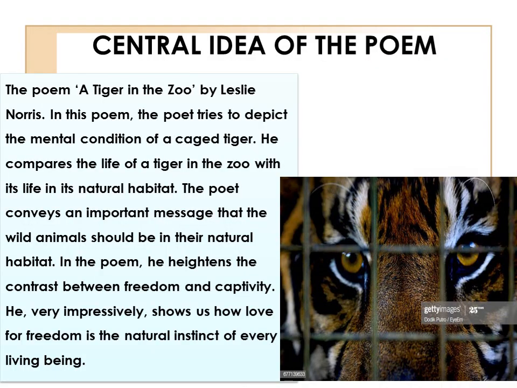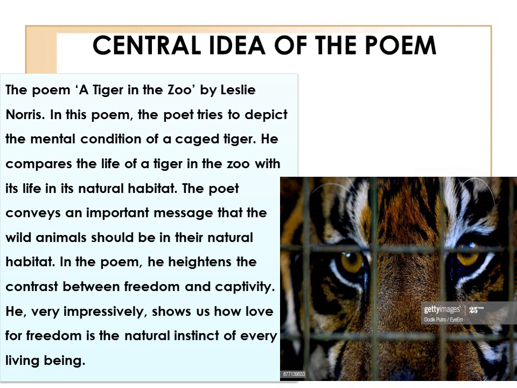The central idea of the poem is beauty. The poet in his poem tries to depict the mental condition and the trauma that the caged tiger feels. He compares the life of the tiger with the life of a tiger in its natural habitat. It shows the power of the tiger at the same time though he is caged and confined inside a concrete cell.